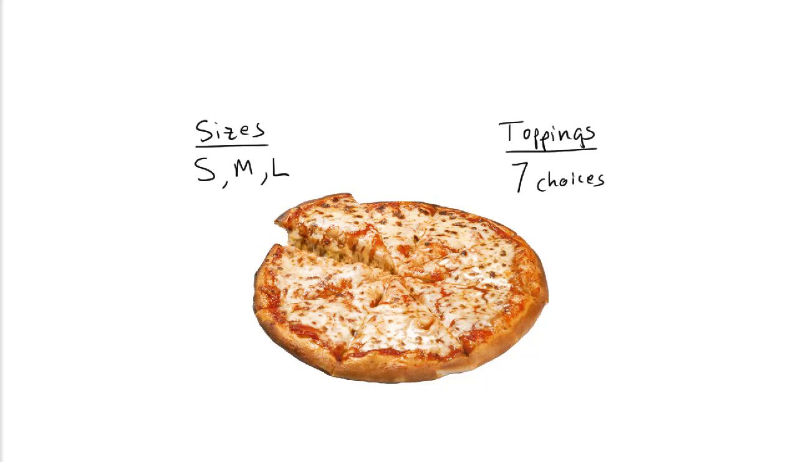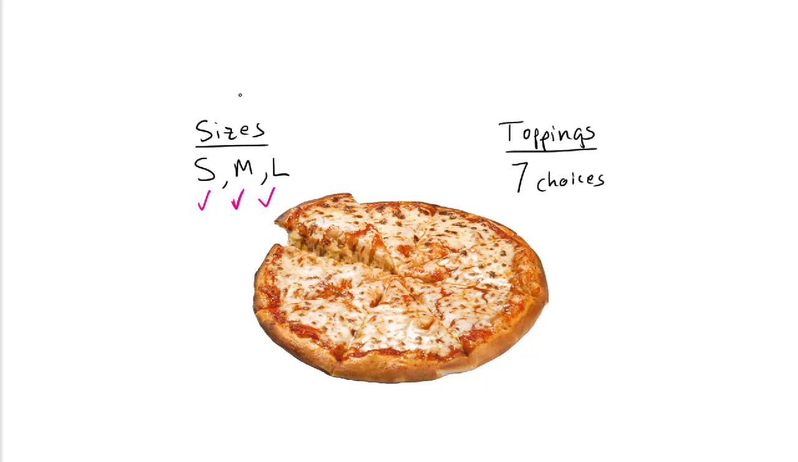We've got 3 different sizes of pizza: small, medium, or large. We also have a choice of 7 different toppings. The question is, how many pizzas could I possibly choose? How many arrangements of pizzas are possible? So how will we go about this?